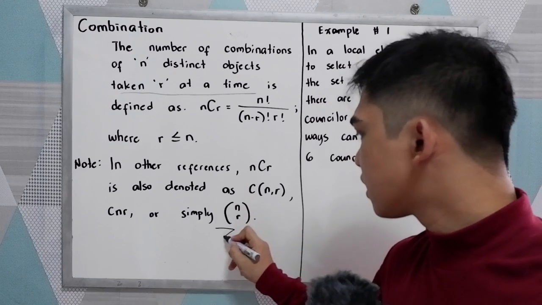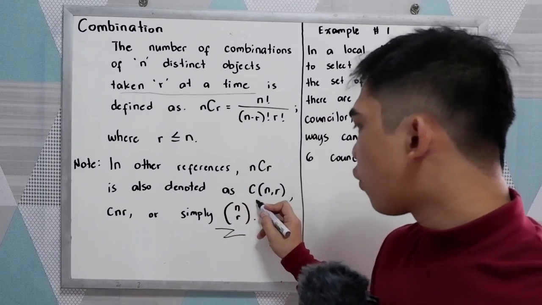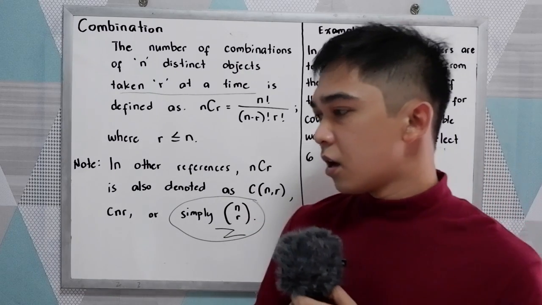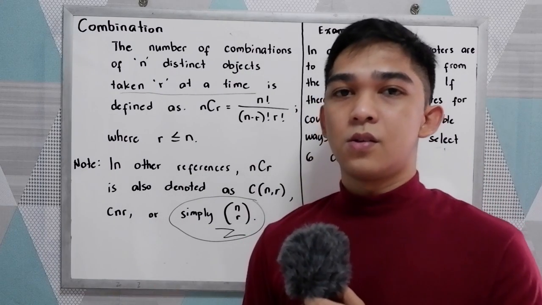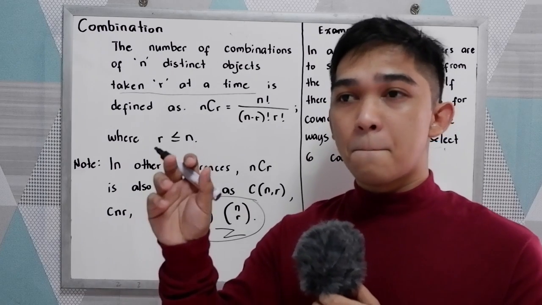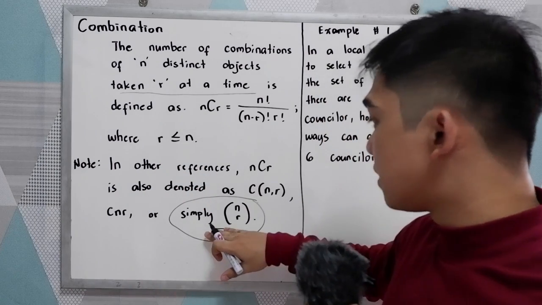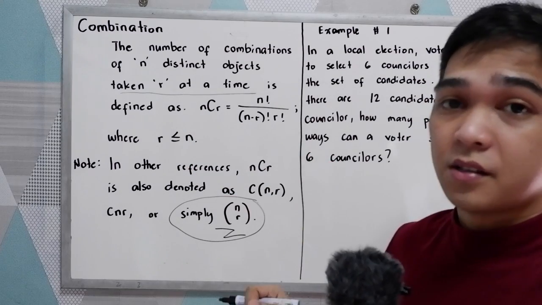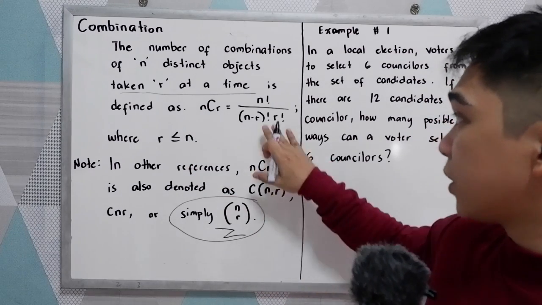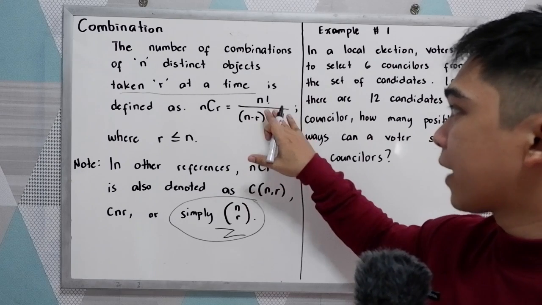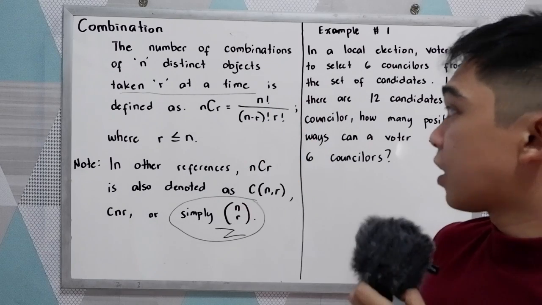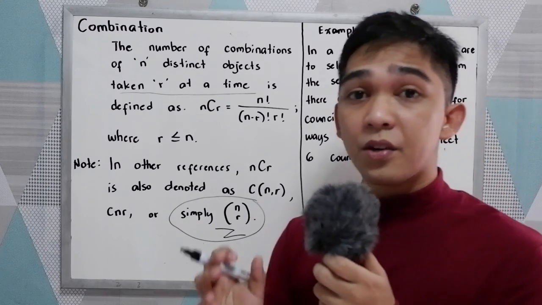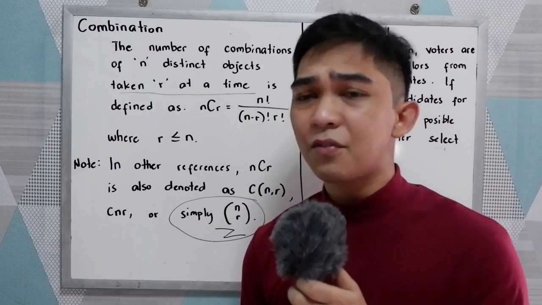This form is used in binomial expansion. So if you are familiar with Pascal's triangle, this form is being used. But in most cases, we use the nCr. And if you're going to compute that, we have n factorial over quantity n minus r factorial times r factorial. Now, to better understand, let's have this problem.